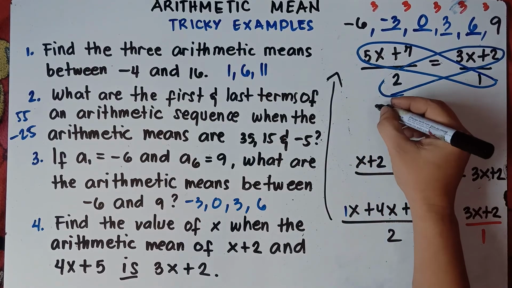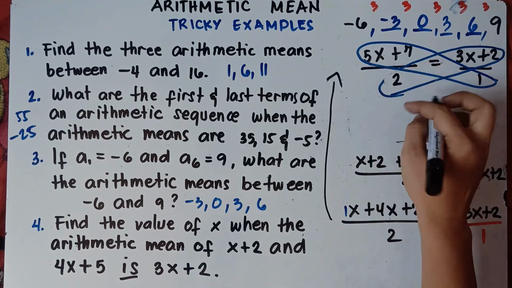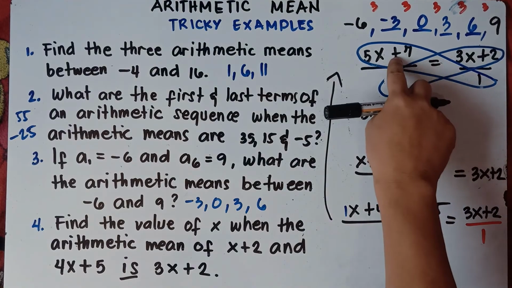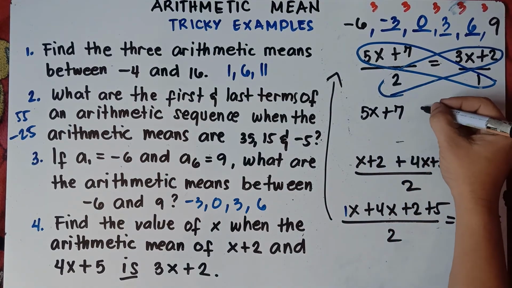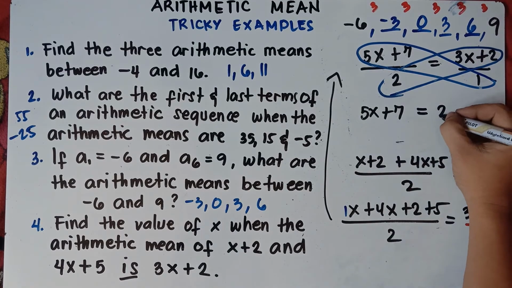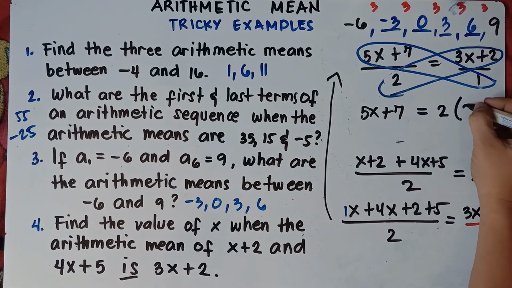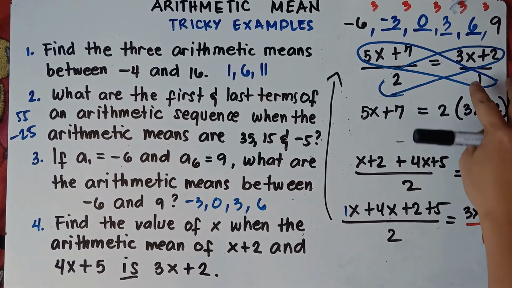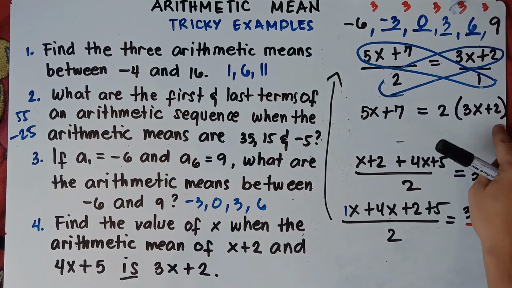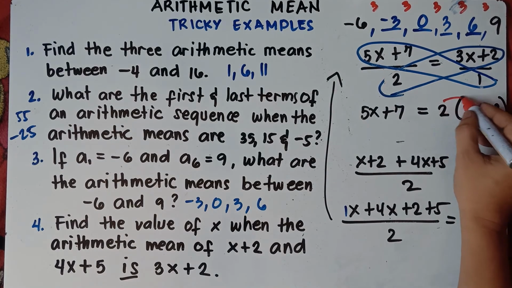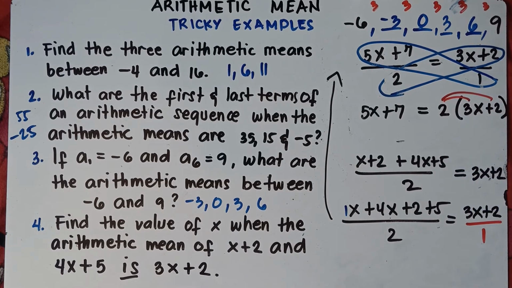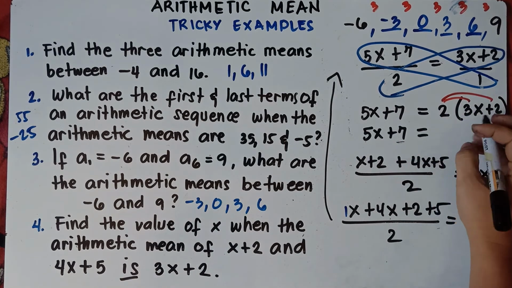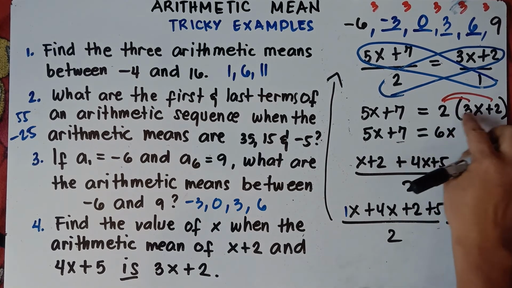So this will be 5x plus 7 times 1. Simply copy 5x plus 7, because any number multiplied by 1, the answer is the number itself. So copy, class, 5x plus 7 equals 2 times this one, so 2 times 3x plus 2. You put parentheses, class. Sir, why do we need to put parentheses? Because this is a binomial, 2 terms, 3x plus 2, class, because you need to distribute. So this will be 5x plus 7 equals 2 times 3x, that is 6x. 2 times 2, that is 4.